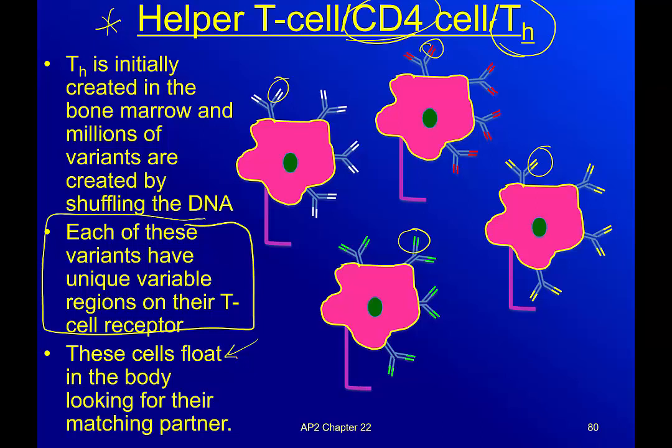Now, we have tons of helper T cells that never see anything like what's on the end of their variable region, and they never activate and they never do anything. But it's the ones that do that are important because they're the ones that start our immune response. So pretty much once I pass my two tests, positive and negative selection, I go and I float around the body.